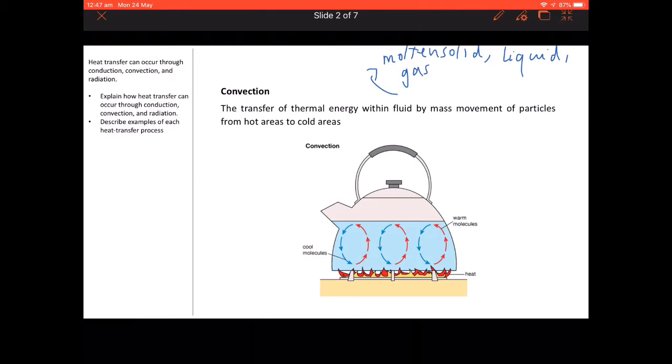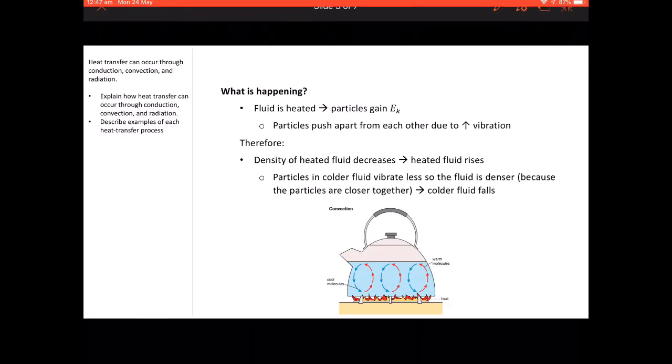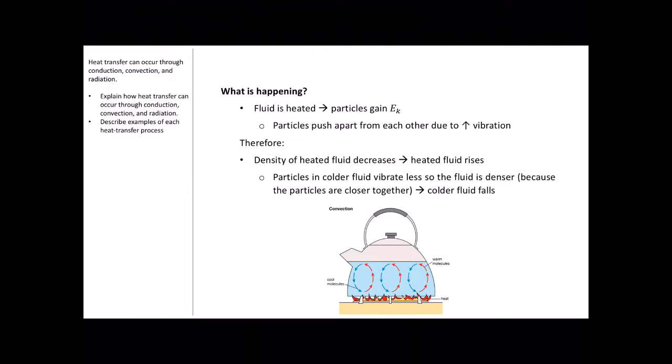So you'll come across a lot of diagrams where you've got some warm or red arrows pointing up, and then some cold or blue arrows that point down. I want to dive a little bit deeper into what's actually happening here. When something is heated, particles gain kinetic energy. Because they've got this extra kinetic energy, their vibration increases, so these particles push apart from each other. Because they're pushing apart, the density of the heated fluid decreases because there's more space in between each particle.